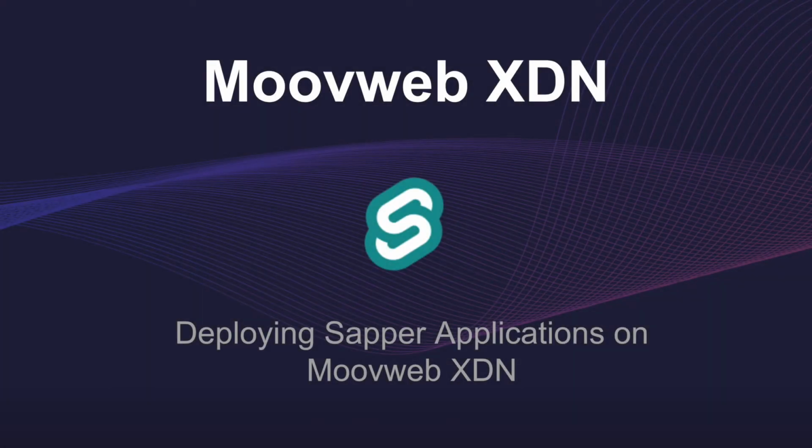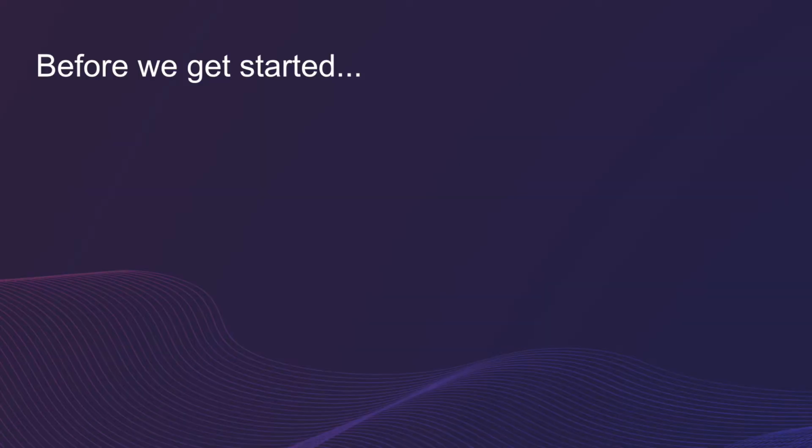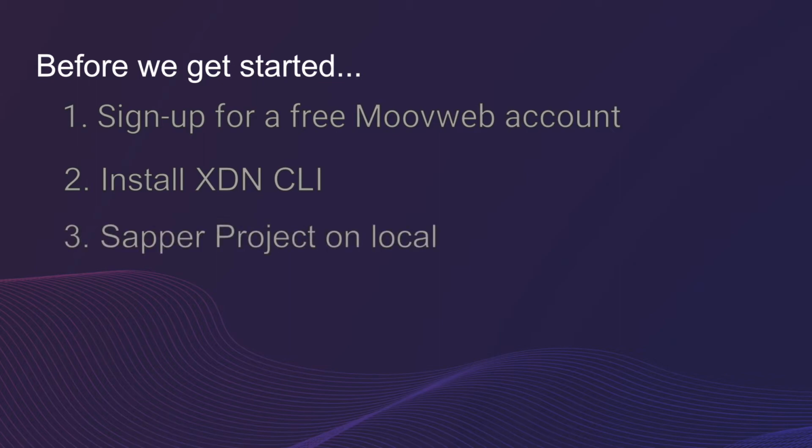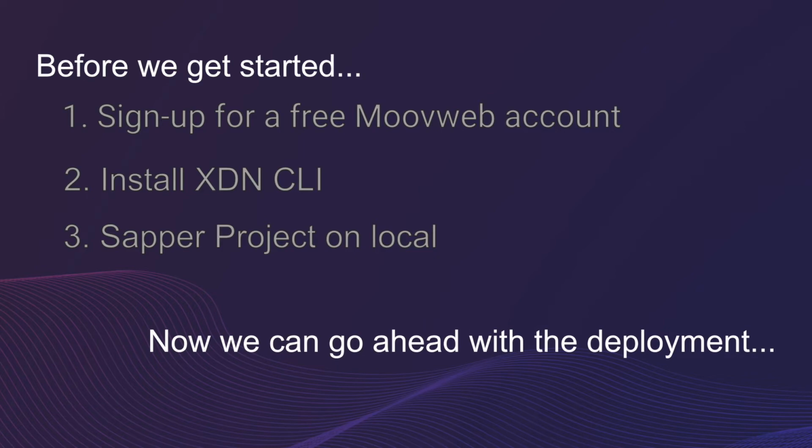So today we are going to look at how you can deploy a Sapper application on Moovweb XDN. Before getting started though, make sure you complete these three steps. Sign up for a free Moovweb account, install XDN CLI, and finally, make sure you have a Sapper project running on your local system. You can check developer.moovweb.com for more details on these.